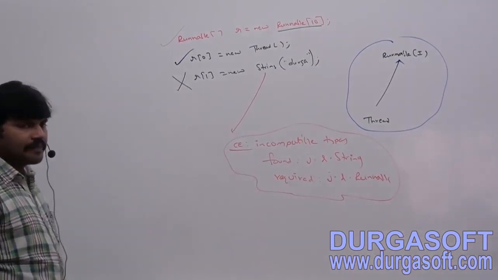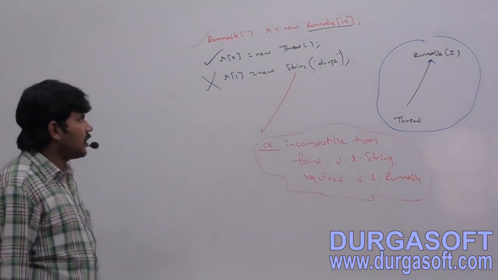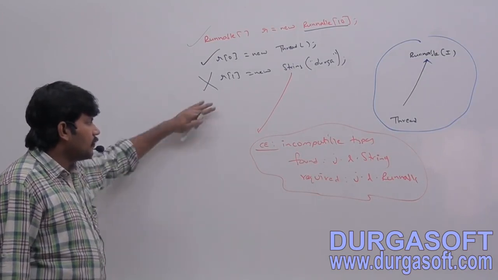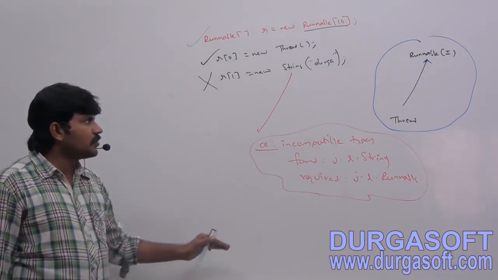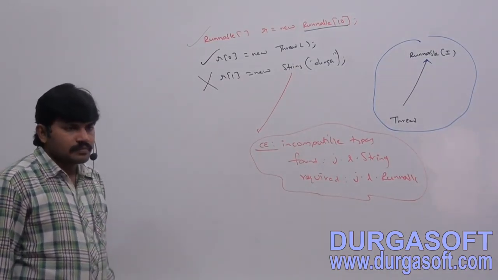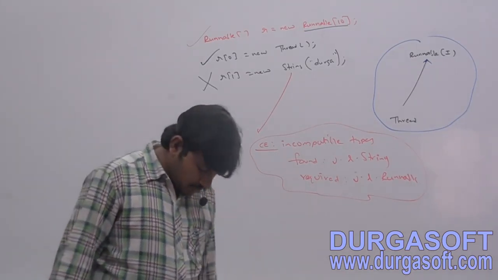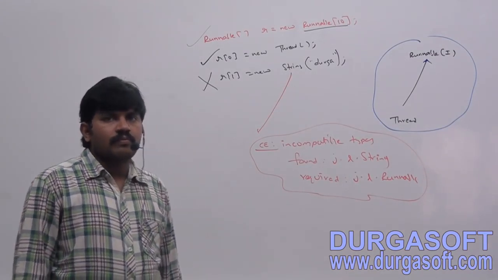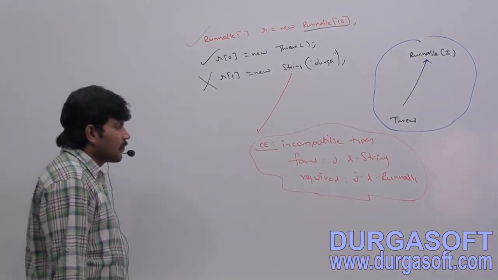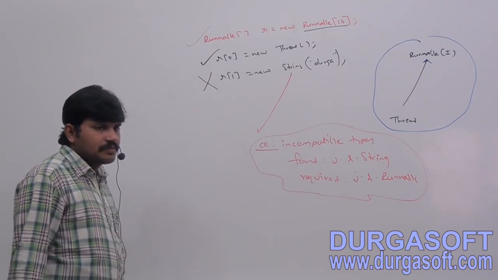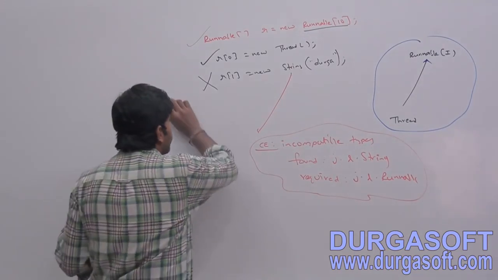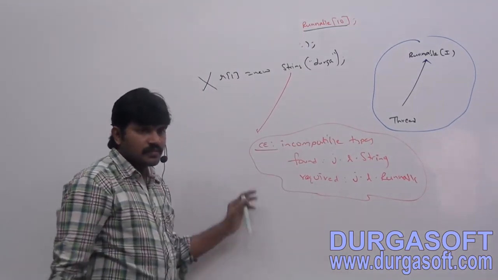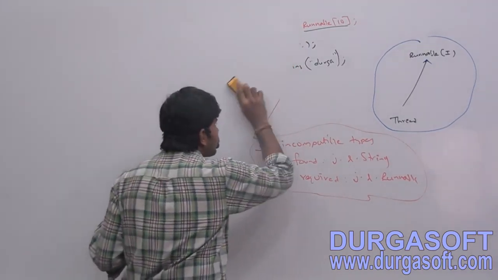Runnable[] r = new Runnable[10]; r[0] = new Thread(); r[1] = new String("Durga"); Incompatible types. Found: java.lang.String, required: java.lang.Runnable. Clear, right? Okay.